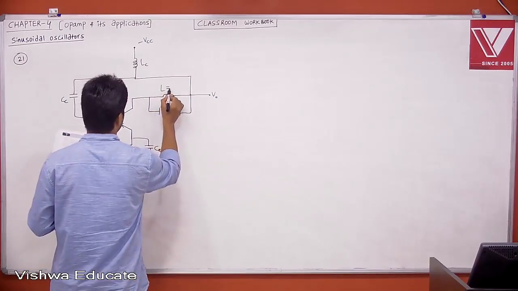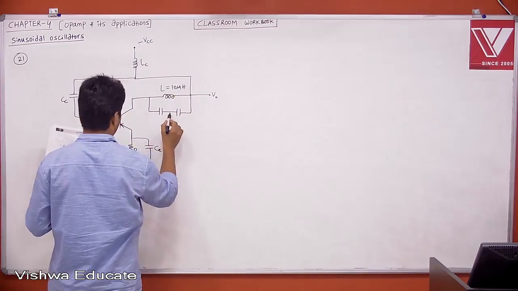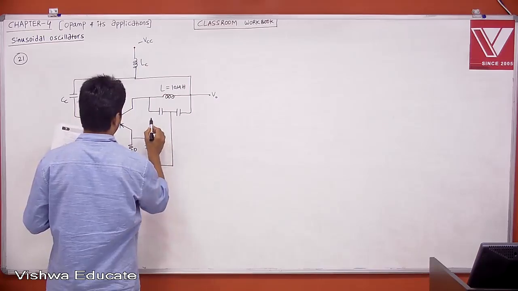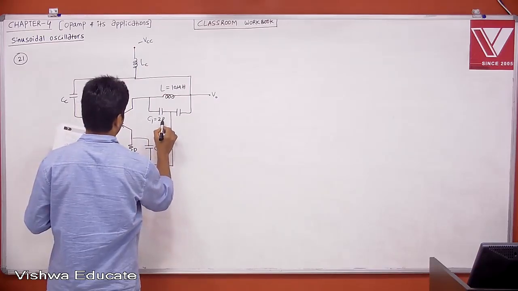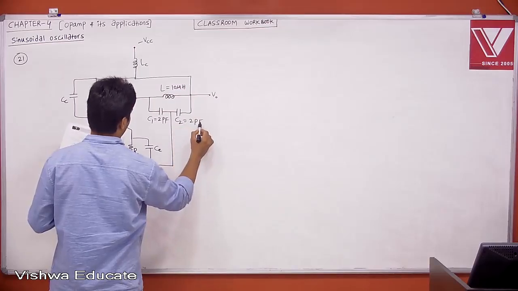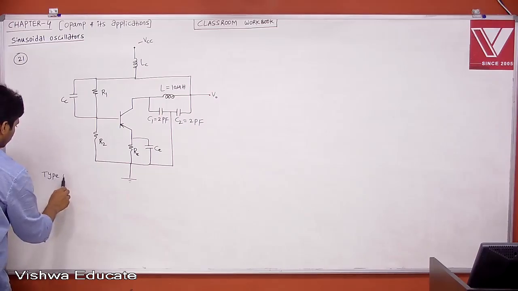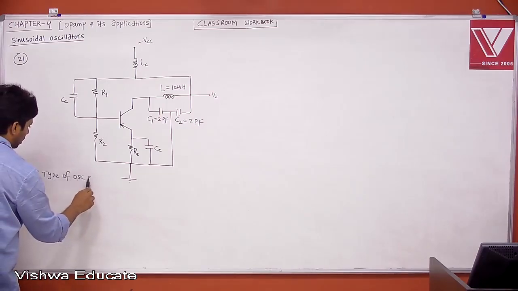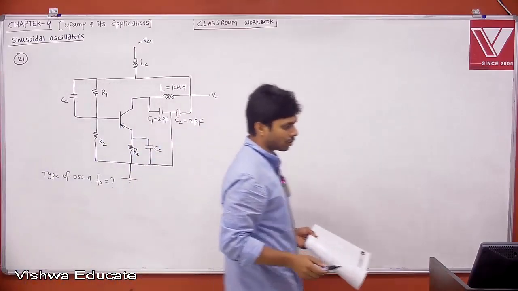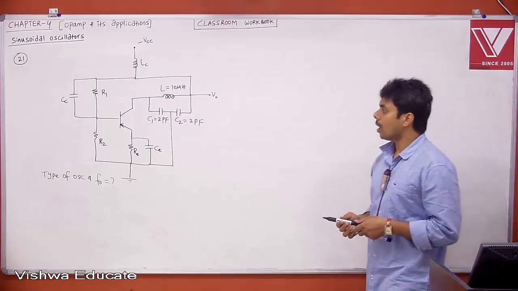Okay, L is given as 10 microhenry, and this is connected to ground basically. C1 is 2 picofarad and C2 is 2 picofarad. And it asks for the type of oscillator and f0. We have 4 options. Okay, this is GATE 2000. This is for 1 mark.